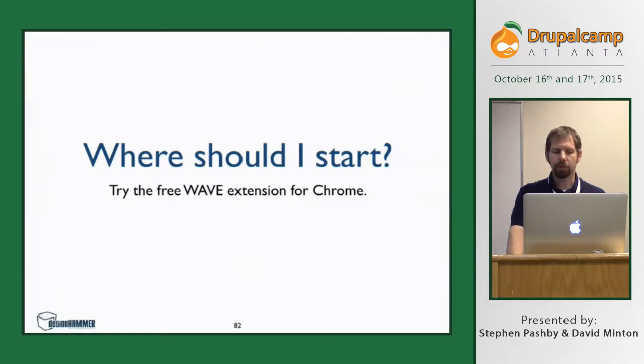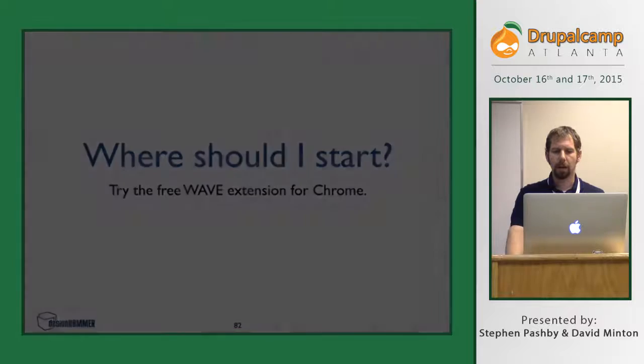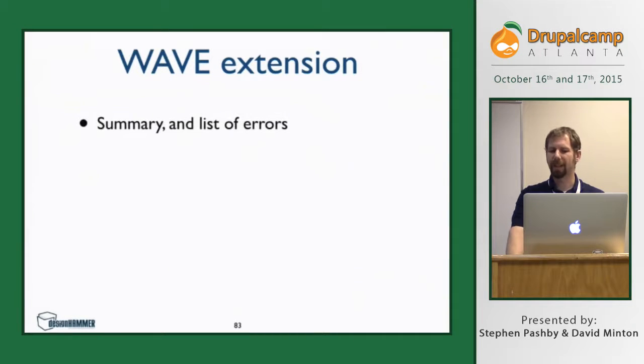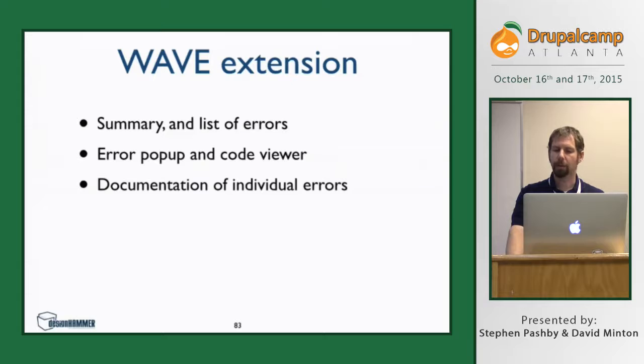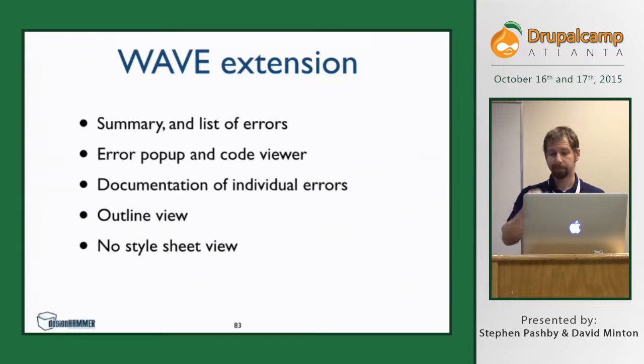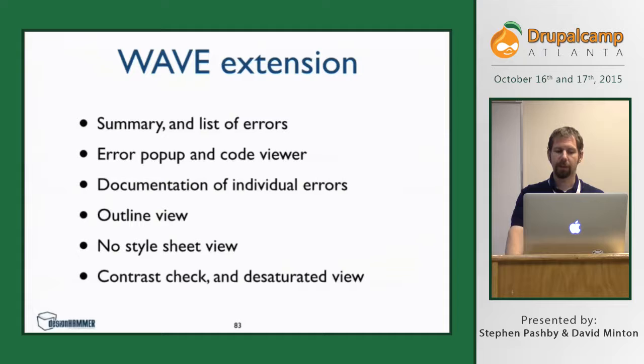So, where should you start? The Wave extension for Chrome is pretty handy, so we'll go through some steps with that. So the Wave extension provides a summary and a list of errors, has an error pop-up in Code Viewer, documentation of individual errors, and also an outline view of the particular problems, a no style sheet view, so to actually see the content without the style, just using the structure that's there, and then a contrast check and desaturated view for folks with visual impairment.